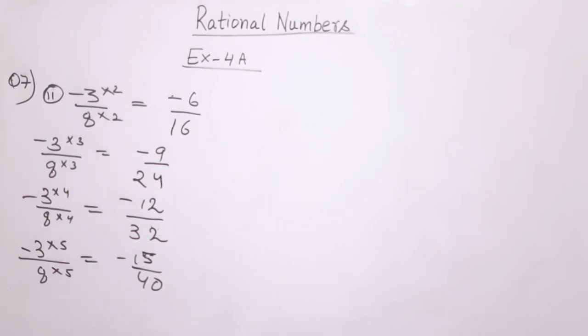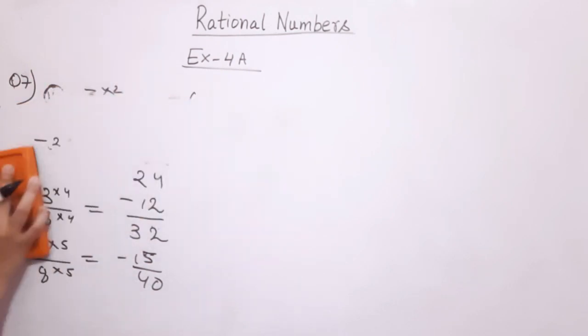If the question asked for the next 5 equivalent rational numbers, then we would have to proceed further, and we would have multiplied it by 6 also. Then 7, then 8, then 9, and this is how you will find the next equivalent rational numbers. Now I am going to solve the third option. So please pay attention.